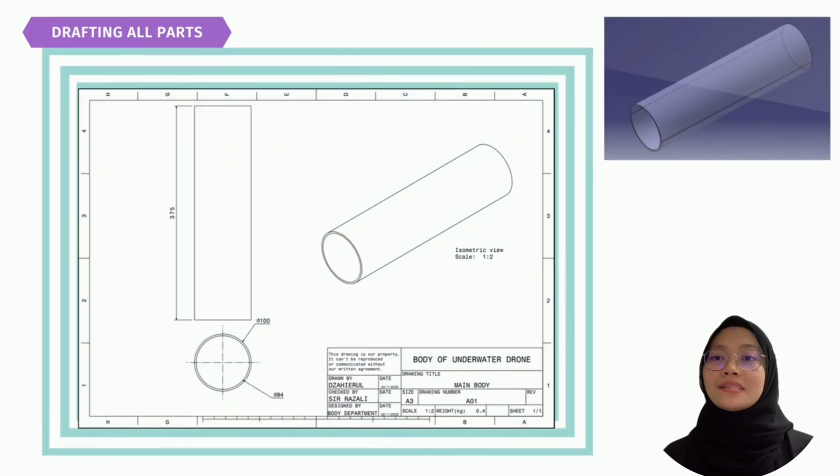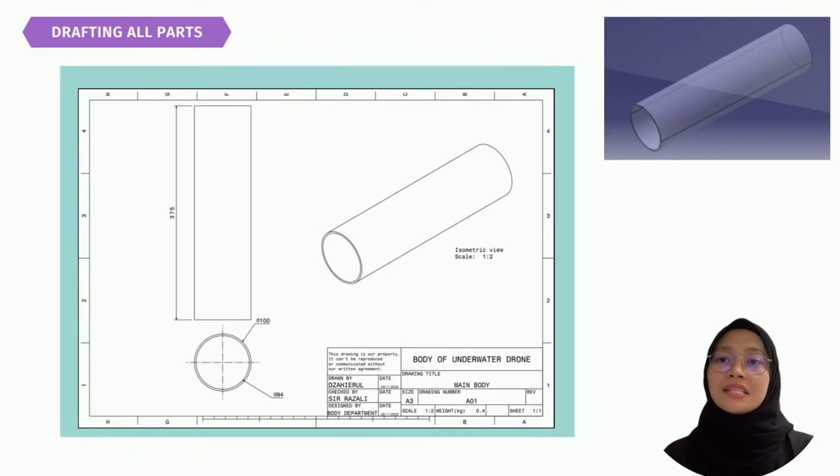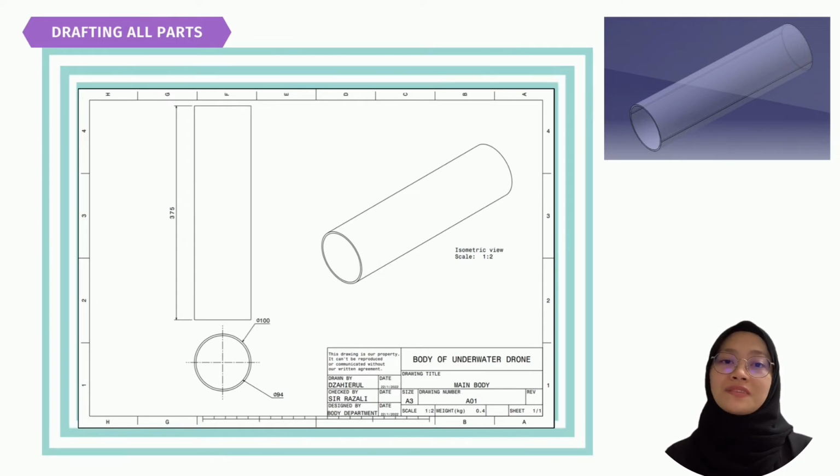As we can see on the slide, our team has set the length of the body part, which is cylindrical acrylic, to be 375 mm, with the outer and the inner diameter of the cylinder being 100 mm and 94 mm respectively. This length is set considering the dimensions of the chassis.